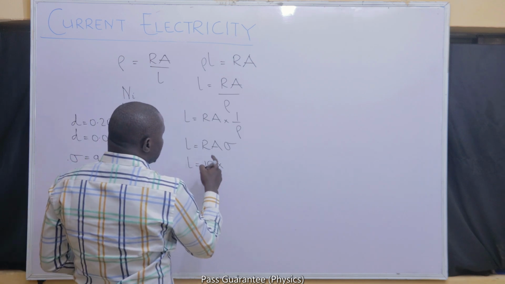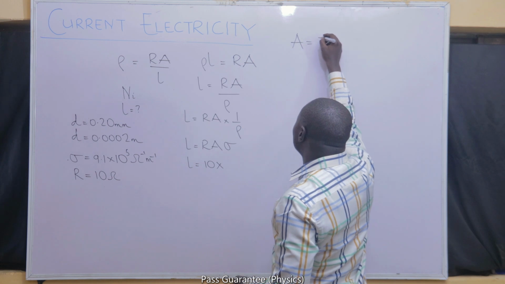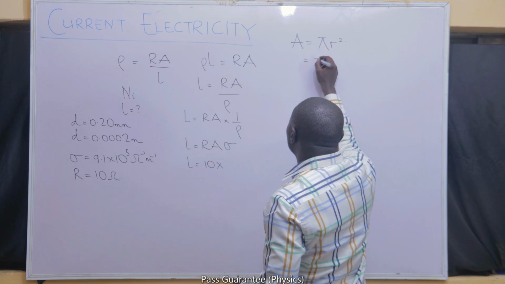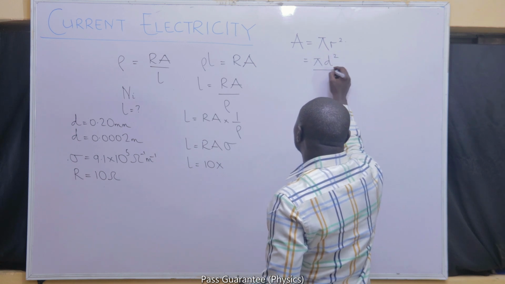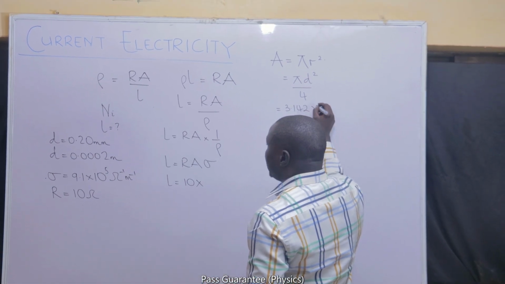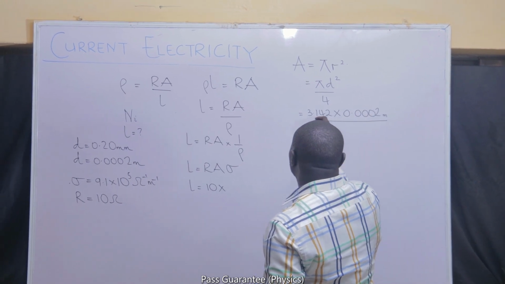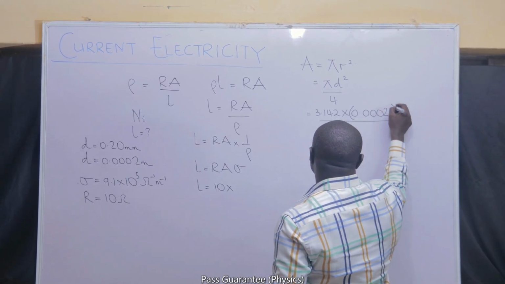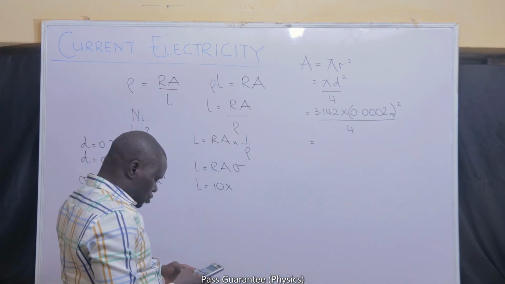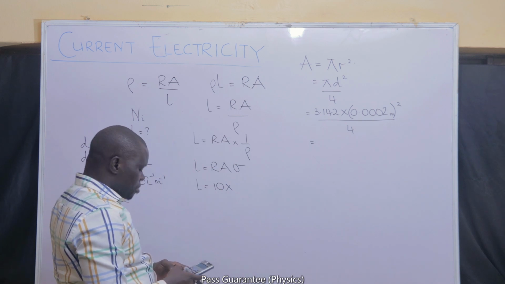I need to go and find the area. Remember that most of these wires, in fact, all wires have circular cross-sectional area. So we need to just find it as pi r squared, or where we don't know the radius, we can use pi d squared over 4. Our pi is 3.142 for this question. Our diameter is 0.0002 meters. We are to square this, mind you. We divide by 4 and we have the answer to the area, 3.142 times 0.0002 squared divided by 4.